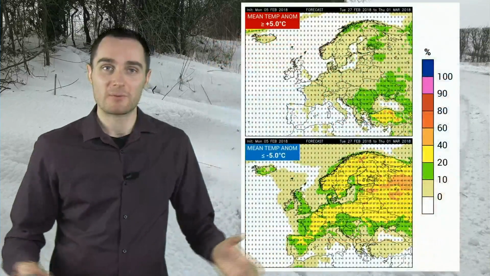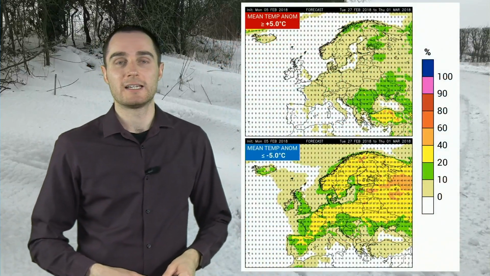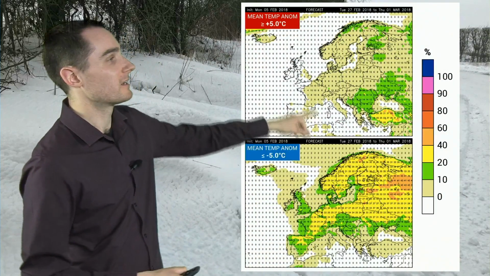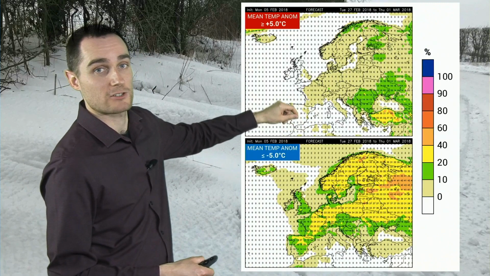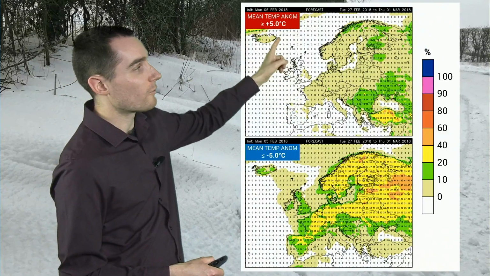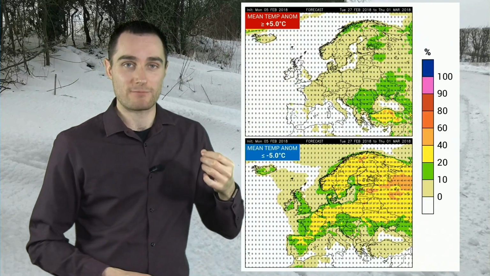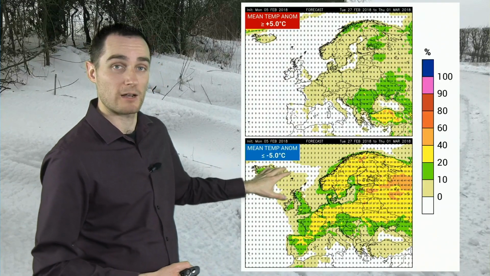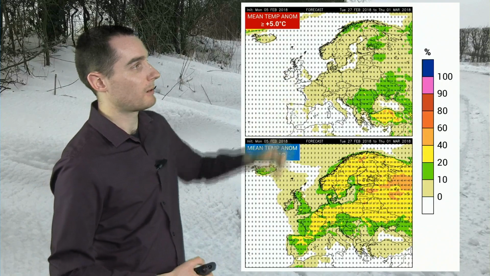And finally, another way you can look at ensemble data is to look at the percent chance of reaching or exceeding a certain threshold. So in the top graphic here, we've got the chance from all of our ensemble members of being 5 degrees above average during this 3-day period, compared to the same value but below average, so -5 here, +5 on the top.